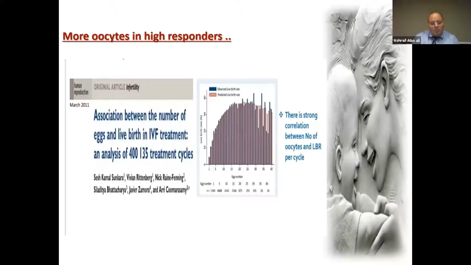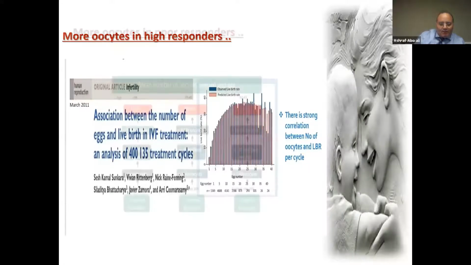Actually, we all know nowadays we should give great importance to a good assessment of ovarian reserve to choose the best protocol, because one of the most important keys to success in the IVF cycle is to try to have more oocytes. And we all know this very famous research by Sunkara that documented the association between the number of eggs and live birth: the more eggs we have, the more live births in the IVF treatment. This was based on the analysis of a very large number of cycles.